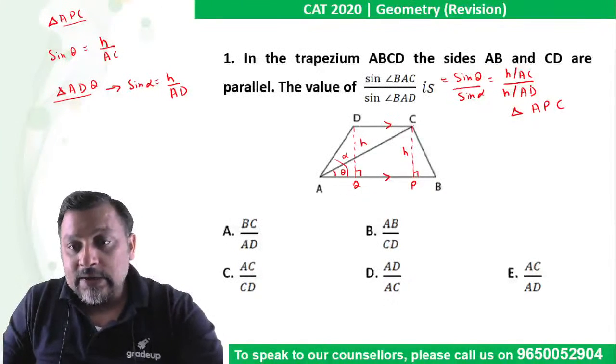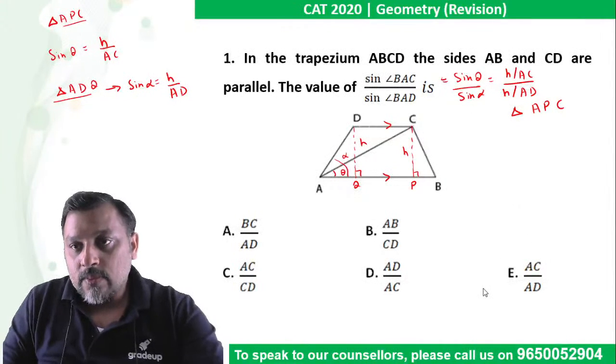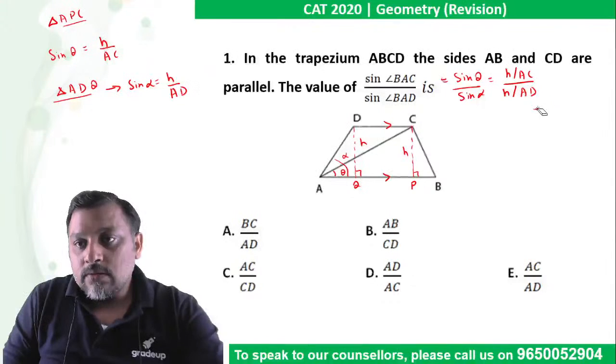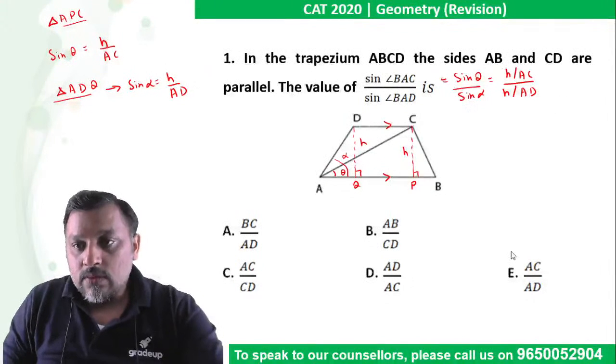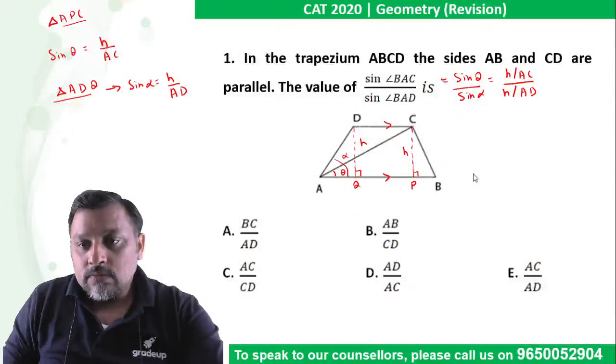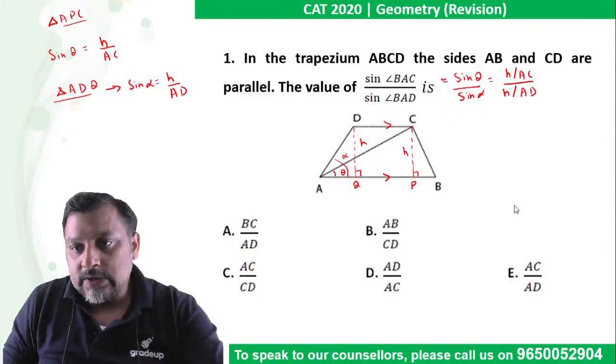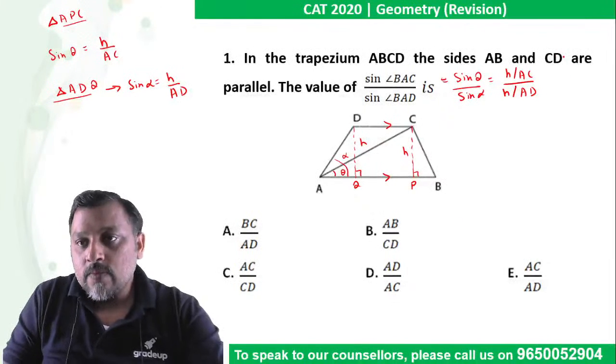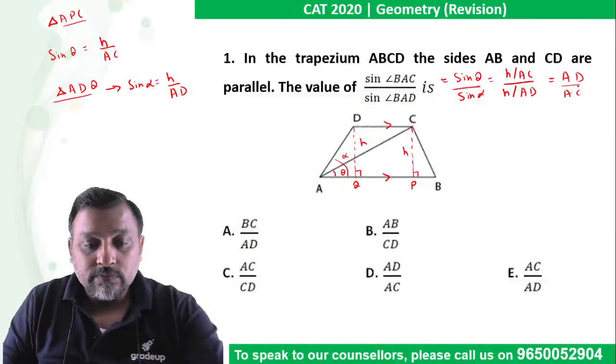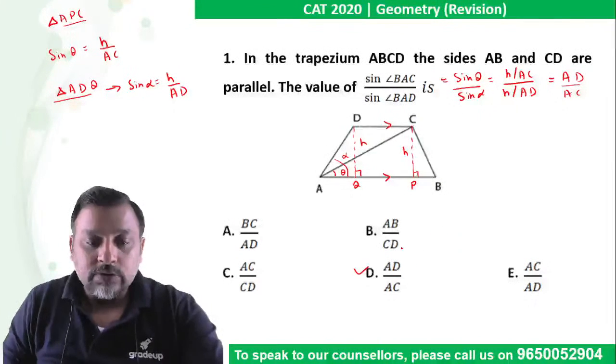So the answer is fourth option, D. I hope this is clear. It can be written as AD by AC. That is D option.